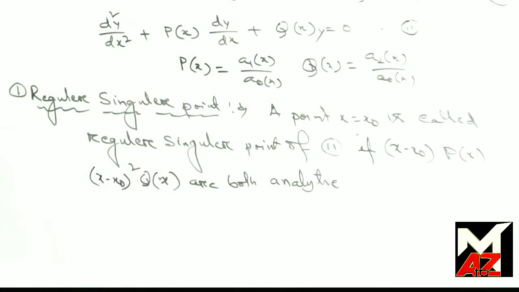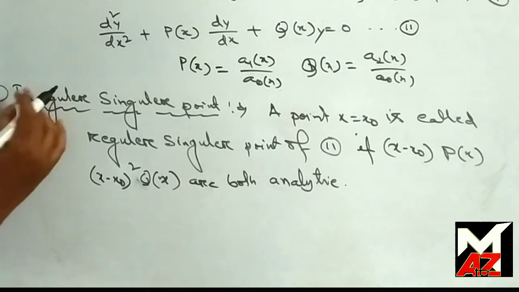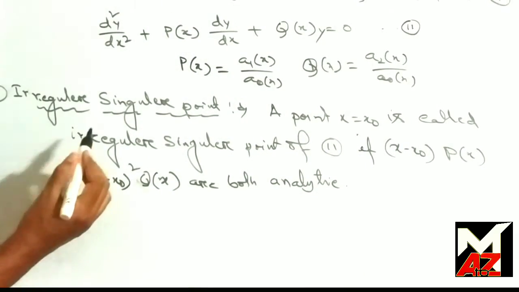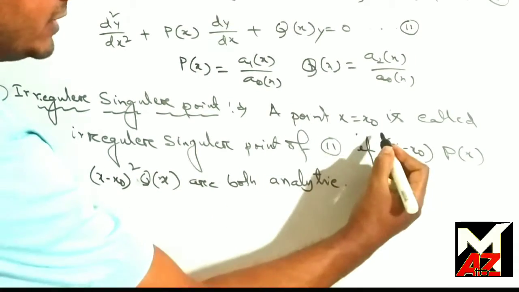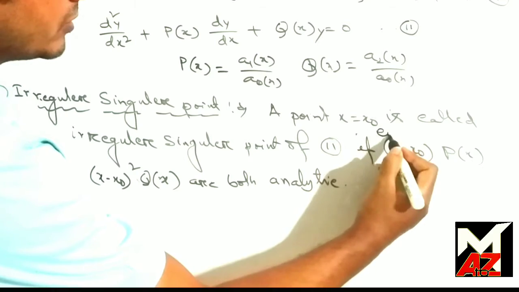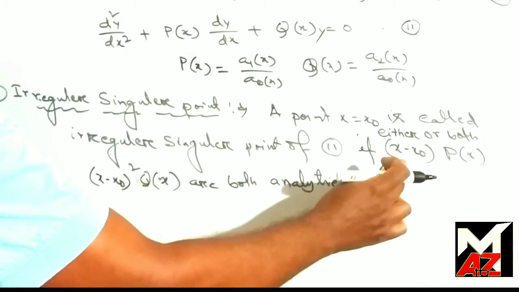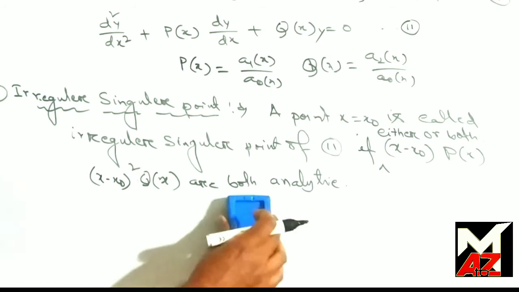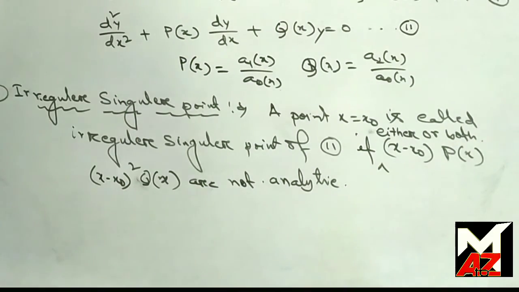And what is an irregular singular point? Irregular singular point: a point x equal to x0 is called an irregular singular point of 2 if either or both of (x minus x0) p of x and (x minus x0) whole square q of x are not analytic. Okay, so this is irregular singular point, regular singular point, and ordinary point.